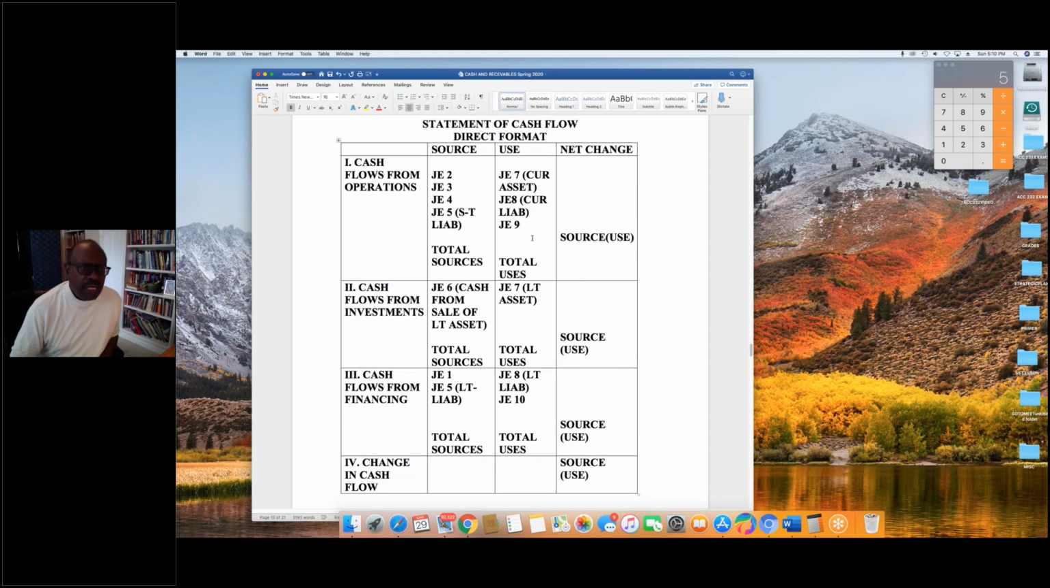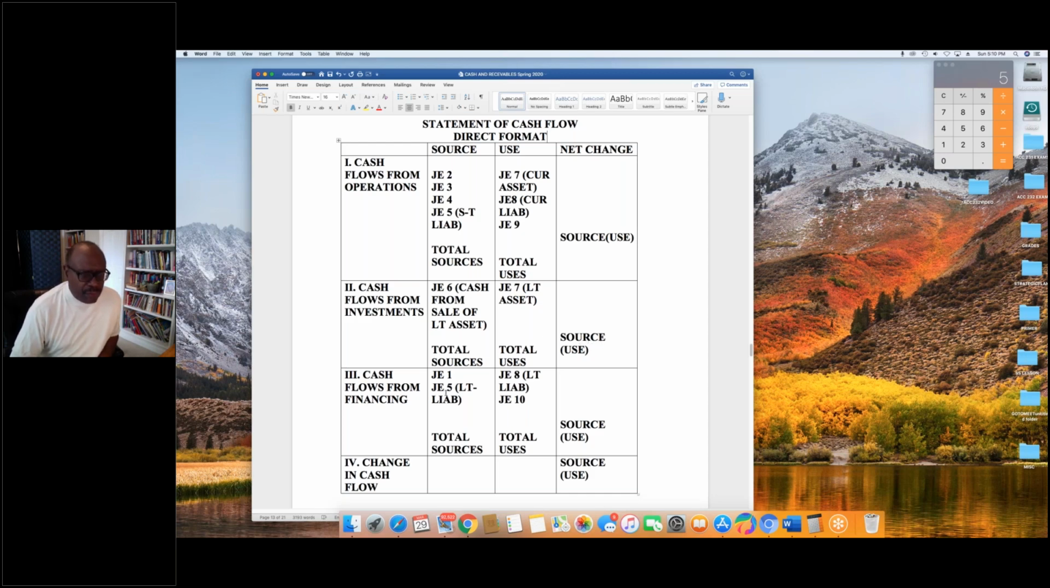So let's look at what we would do. We'd add up the journal entries in sources, get the total sources, add up total uses, and get the net change. And as we know, we want that change to be positive. We do the same thing in the second section. We add up the sources and the usage journal entries, and we get the net change. We like this one to be negative because you're expanding.